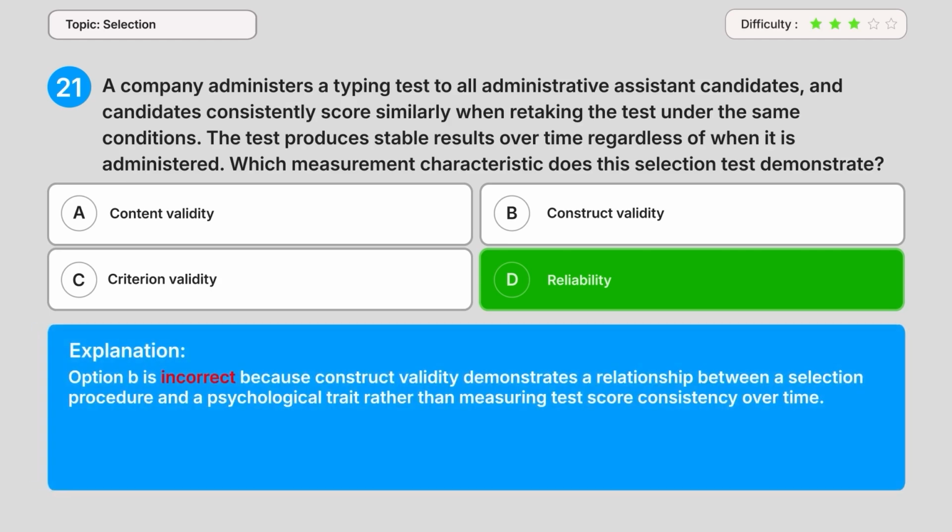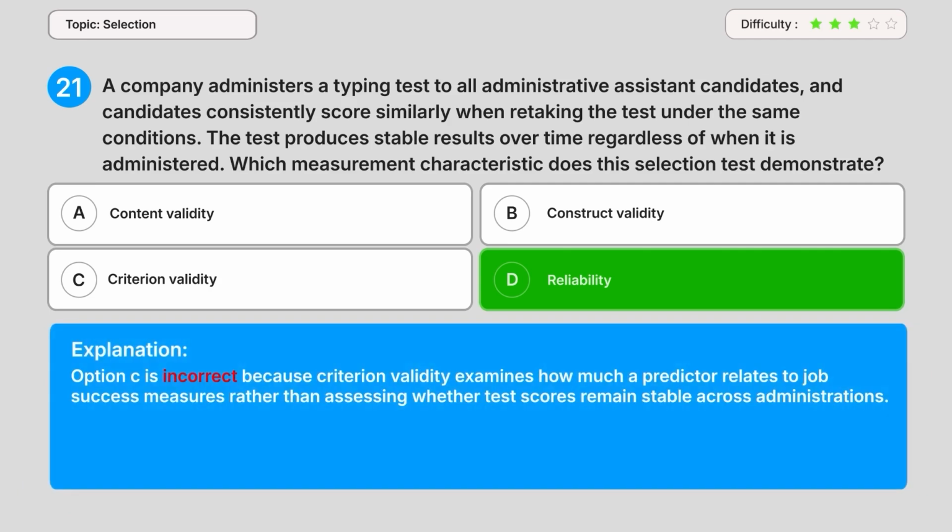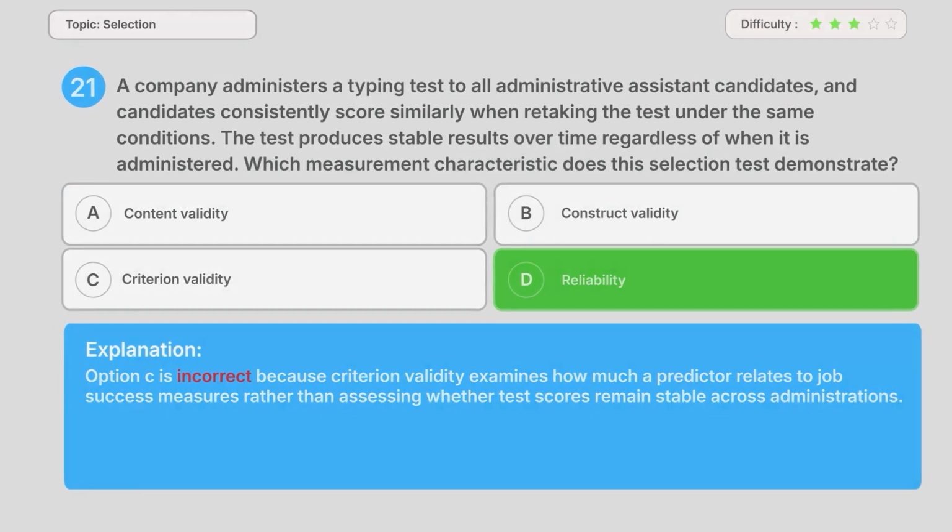Option B is incorrect because construct validity demonstrates a relationship between a selection procedure and a psychological trait rather than measuring test score consistency over time. Option C is incorrect because criterion validity examines how much a predictor relates to job success measures, rather than assessing whether test scores remain stable across administrations.